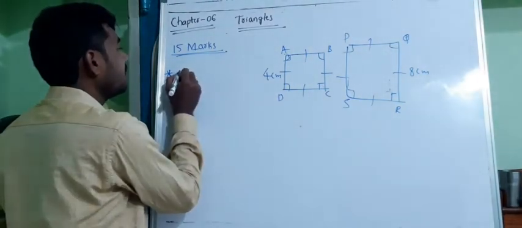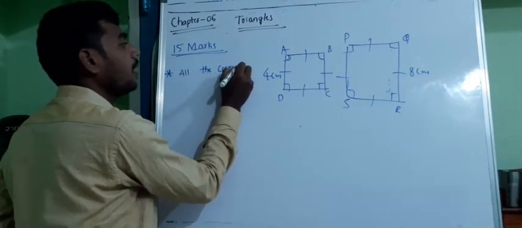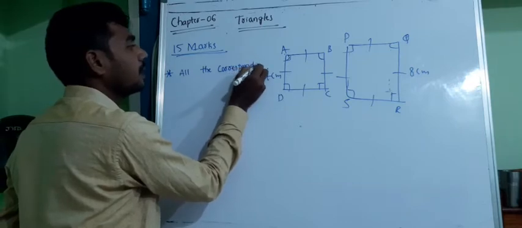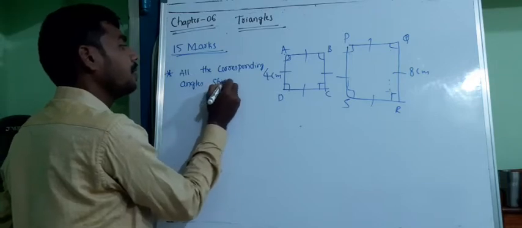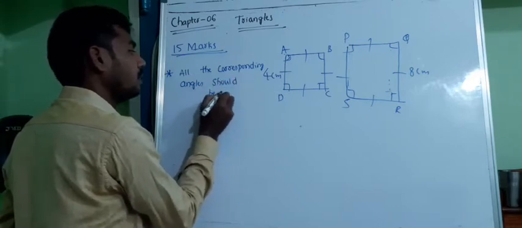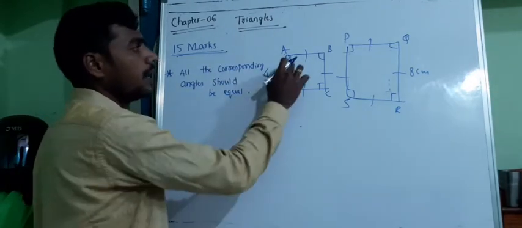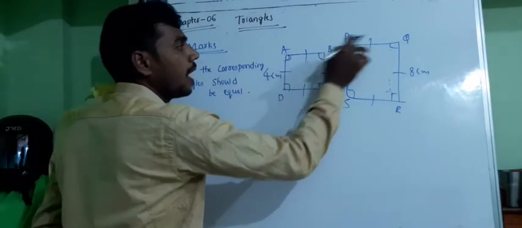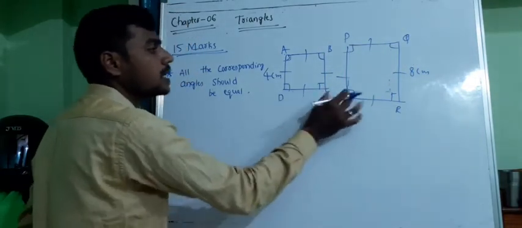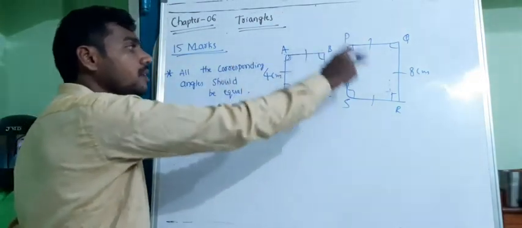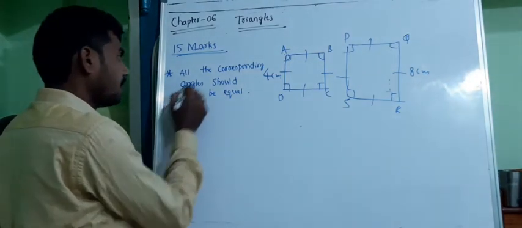So the first condition is that all the corresponding angles should be equal. See, angle A corresponds to angle P, angle B corresponds to angle Q, angle C corresponds to angle R, angle D corresponds to angle S. All these corresponding angles should be equal. This is the first criterion.